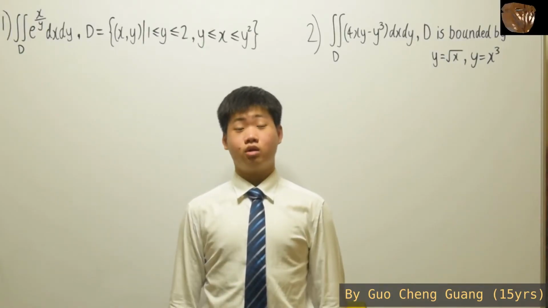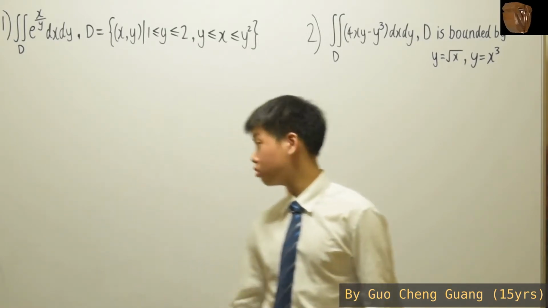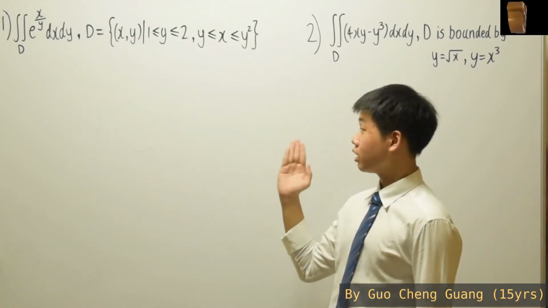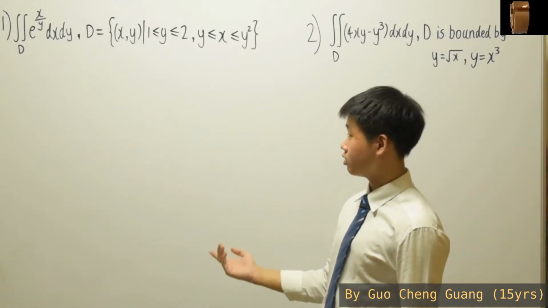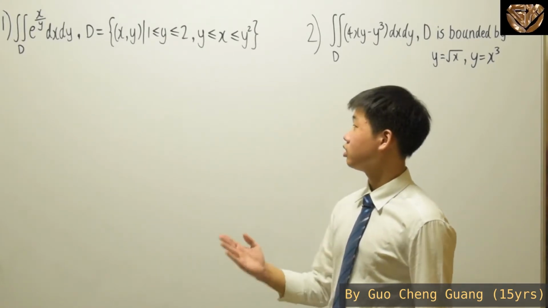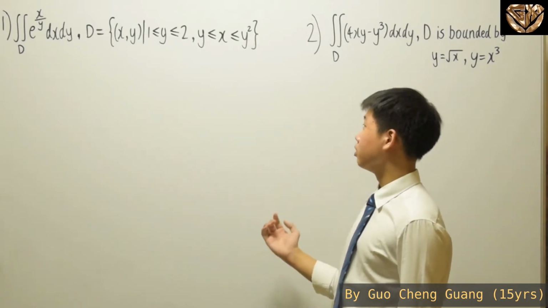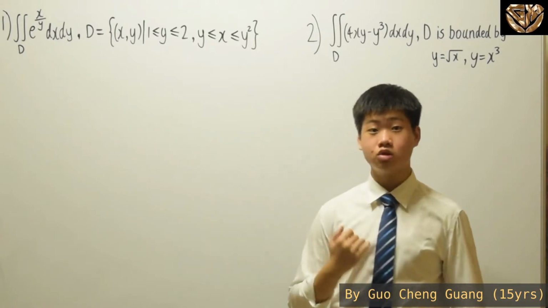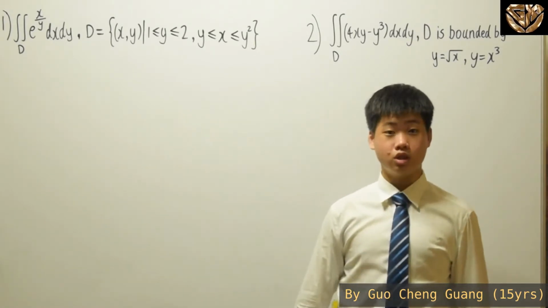In this lesson on the techniques and applications of definite integration, we are taking a look at two different examples and how we can solve them. Take a look at the first example, a double integration of e to the power of x over y dx dy across the region where y is greater than or equal to 1 and smaller than or equal to 2, and x is greater than or equal to y and smaller than or equal to y squared. So this is the boundary and that is the integrand.